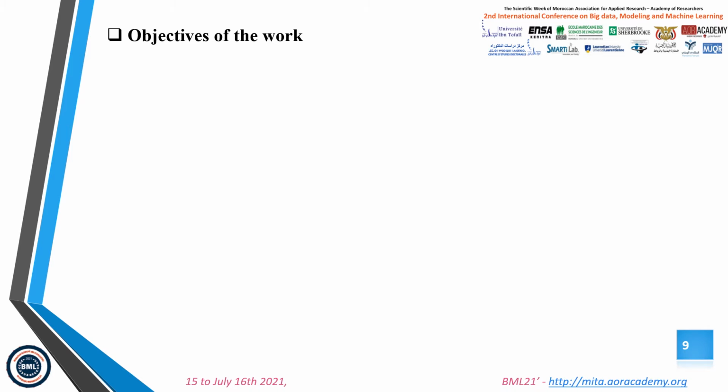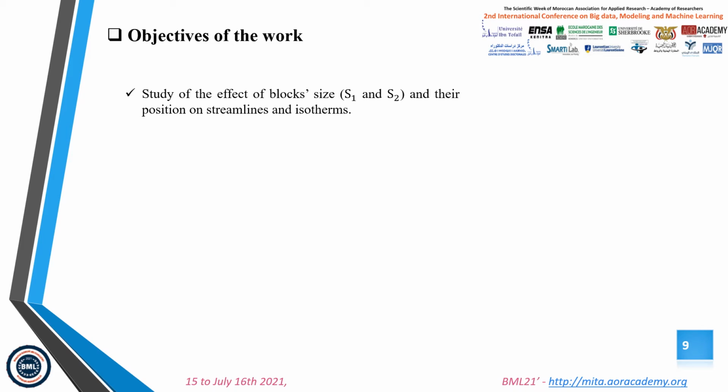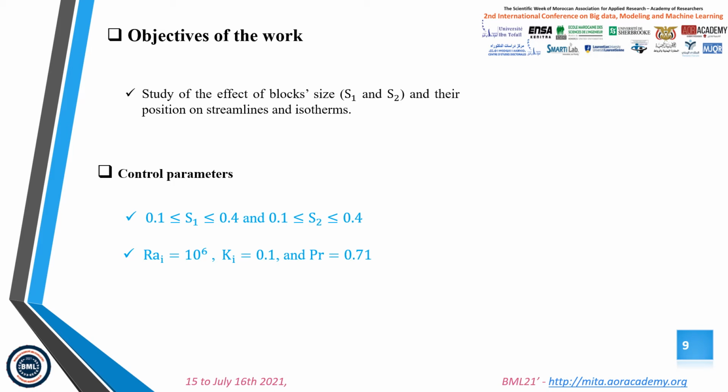The principal objective of this work is to study the effect of block size and their position on streamlines and isotherms. The control parameters are the block sizes, which vary from 0.1 to 0.4. The Rayleigh number, conductivity ratio, and Prandtl number are fixed.